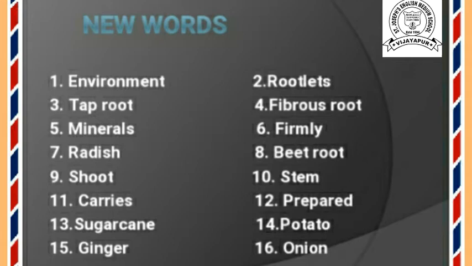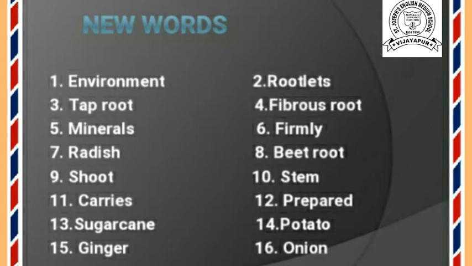Fourth one is the fibrous root. It is the second type of root. First is tap and second is fibrous. So fibrous root means it consists of a bunch or bundle of thin roots. It does not consist of a thick root. Now the fifth one, minerals. Minerals means nutrients which are very essential for plant growth. Now the sixth one is firmly. Firmly means definitely or fixed.